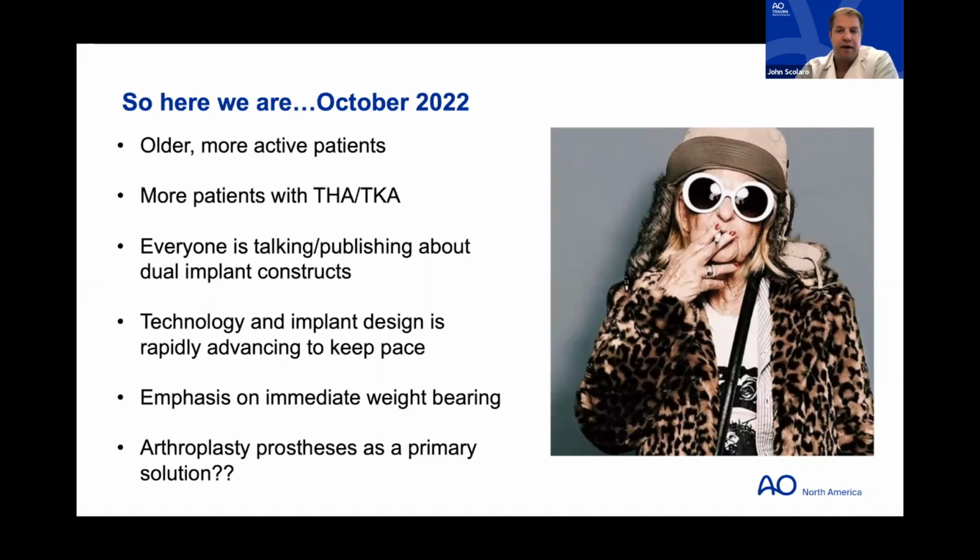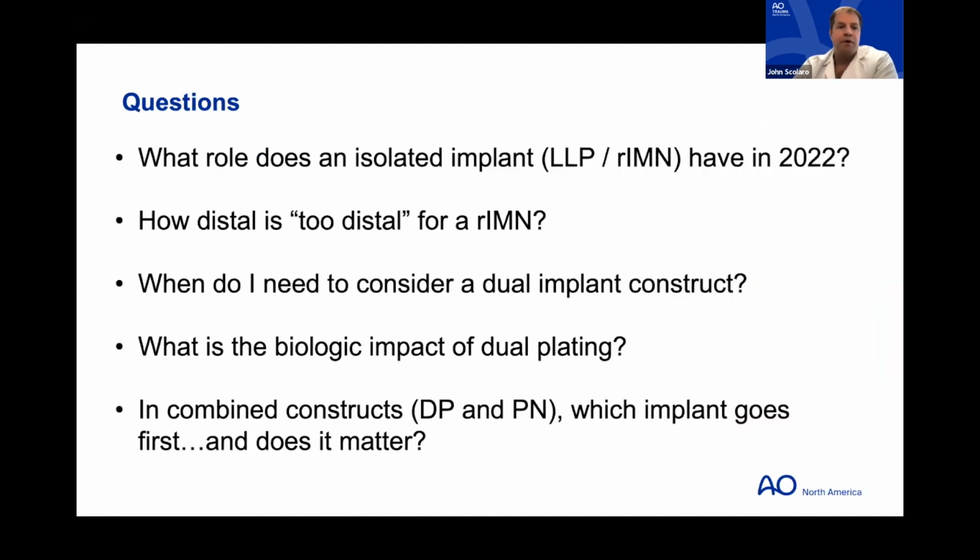And, to be fair, there is a large amount of literature that gathers some of the data from the arthroplasty world in terms of replacement, including distal femoral replacements, as a real viable solution for some of these problematic fractures in older patients. So I wanted to pose some questions that we're going to try to get to as we discuss some cases. With all this talk about dual implants, what's the role of an isolated locked lateral plate or retrograde intramedullary nail for fixation of these fractures in 2022?